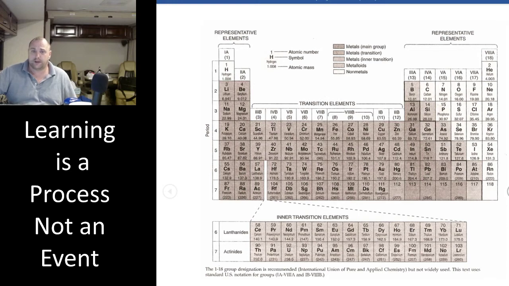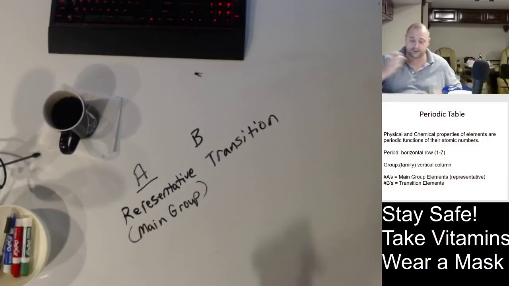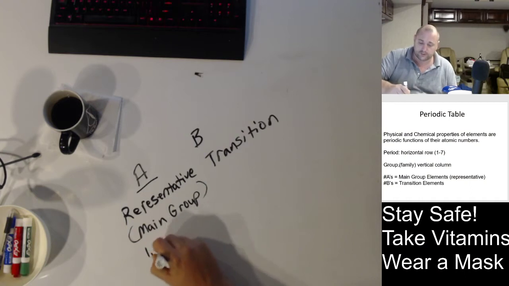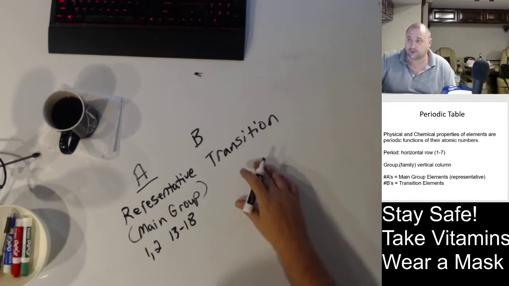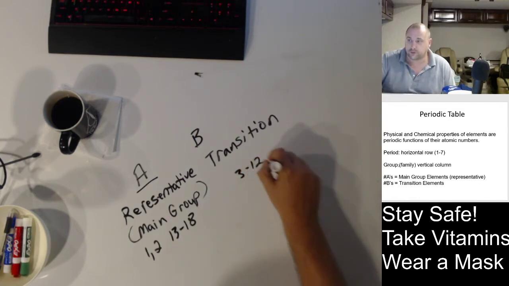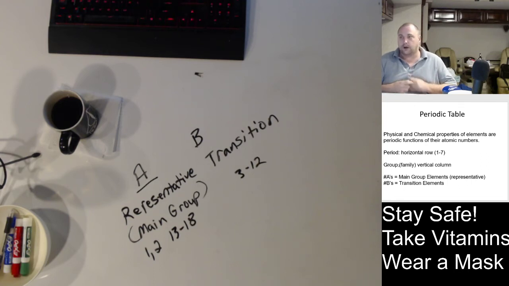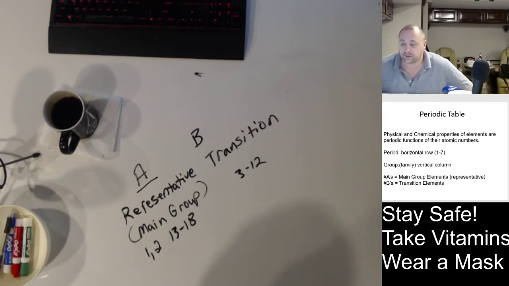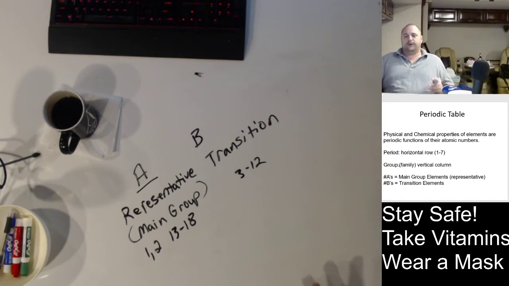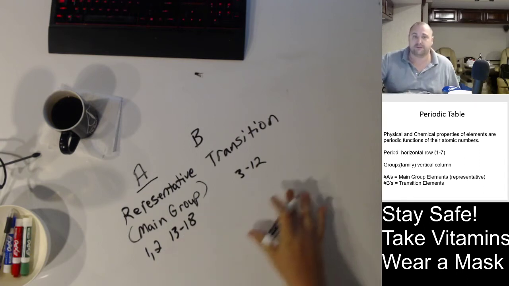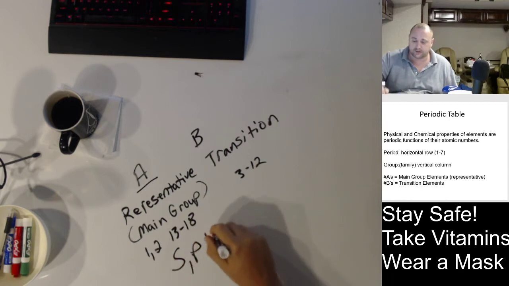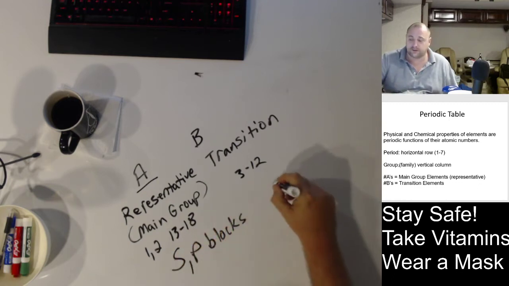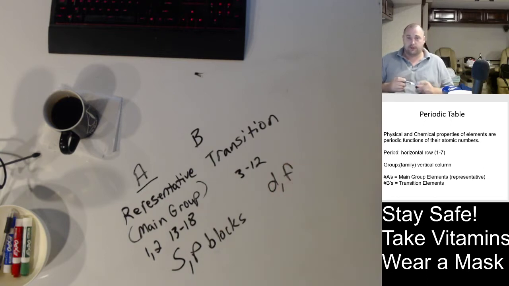So which ones are the main group elements or the representative elements? That's groups 1, 2, and 13 through 18 if we're just going with that new system. And then the transition elements would be 3 through 12, including the inner transition elements, the lanthanides and the actinides. But for those of us that have been doing electron configurations, there is an even easier way of saying this. The representative elements are the S and the P blocks. And the transition elements are the D and the F blocks.